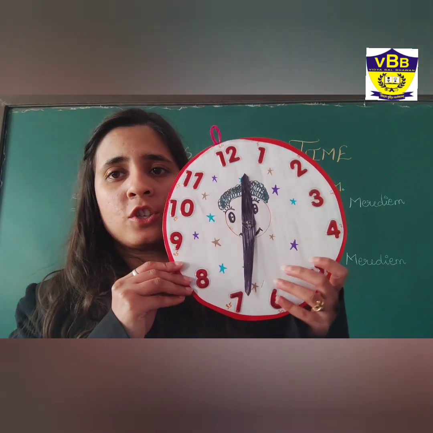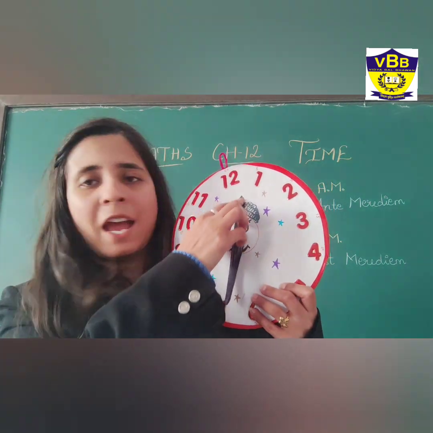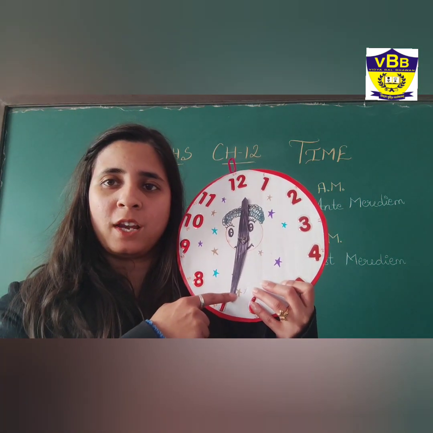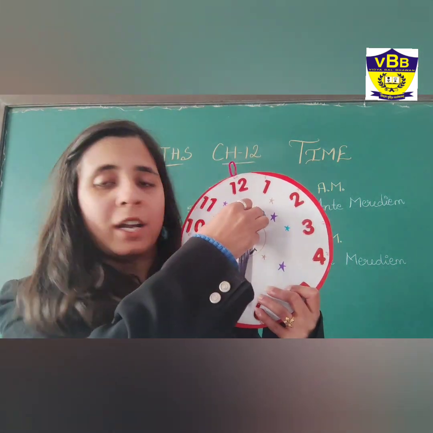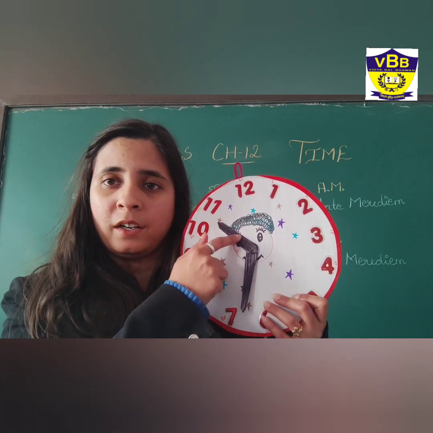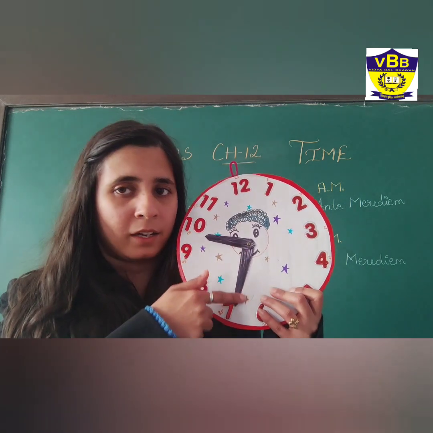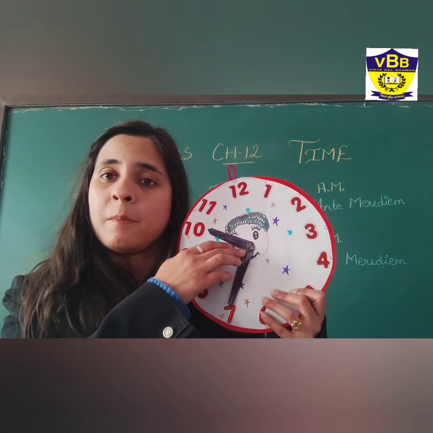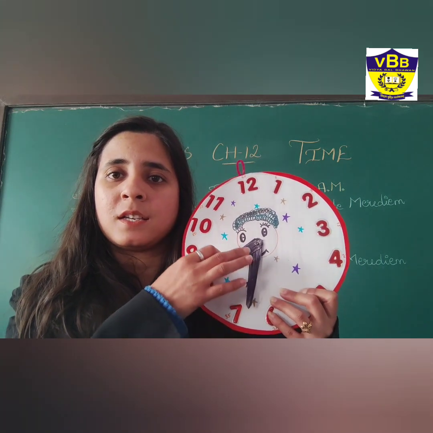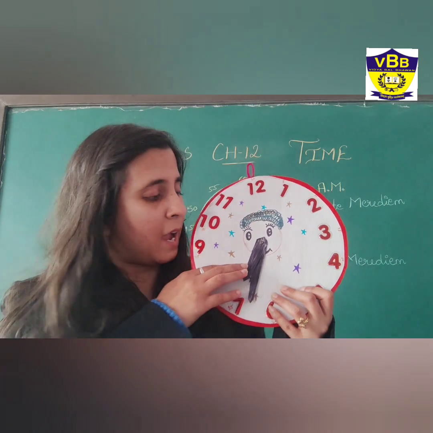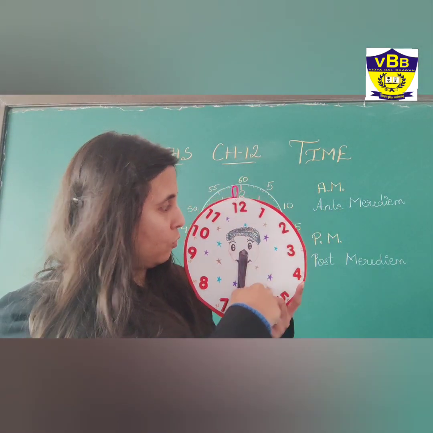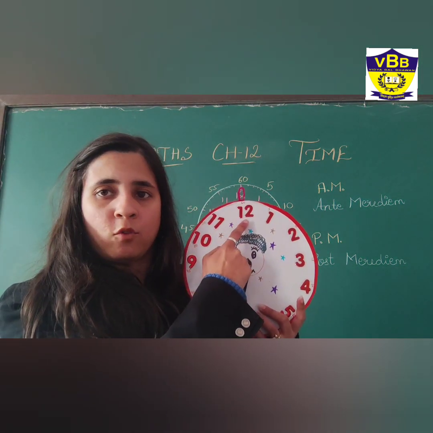This is our watch. So here in this watch we have one short hand and we have one long hand. You all can see, you all can notice. This short hand is known as the hour hand, whereas this long one is known as the minute hand. This is our hour hand, this is our minute hand. And you can see here the counting goes from 12 till 12 again, right?